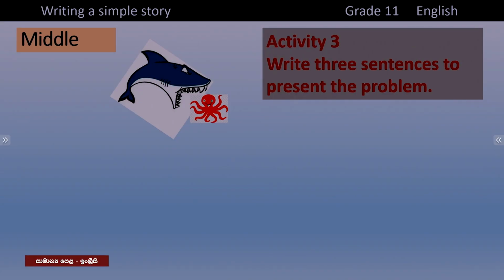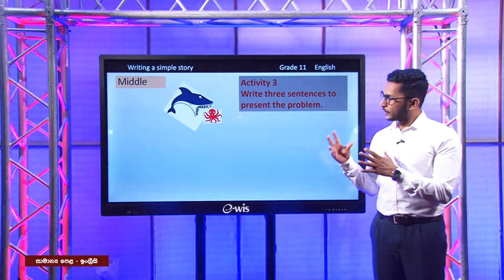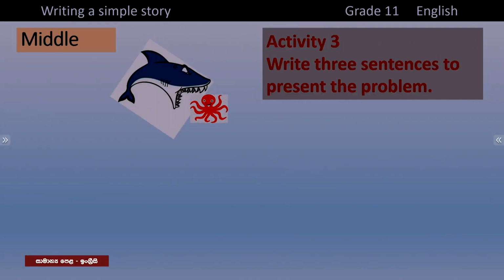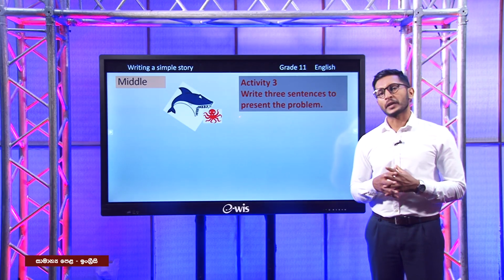Now, you are going to write 3 sentences to present the problem of the story. So, remember I told you at the very beginning, when you write a story, in the middle part of the story, we present the problem. So, we introduce the third character here, that is the shark, and also we are going to present the problem, that is the shark attack, and then the reaction of the octopus. Now, take your time and try to write the middle part of the story.